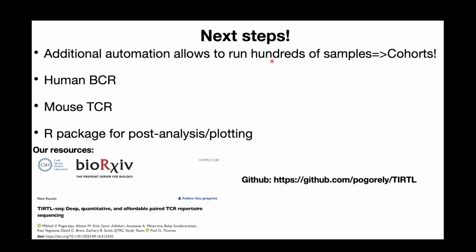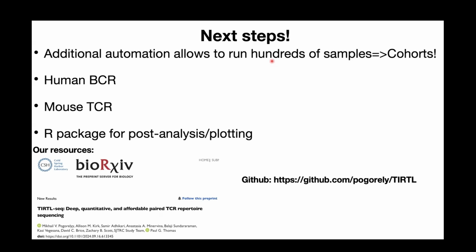we added additional automation levels on top, which allow us to run hundreds of samples. And we're working on generating cohorts now. So think Emerson scale, deep paired repertoire data. We're adapting it for human BCR. We have a working mouse TCR system, which will be, I hope, published soon.